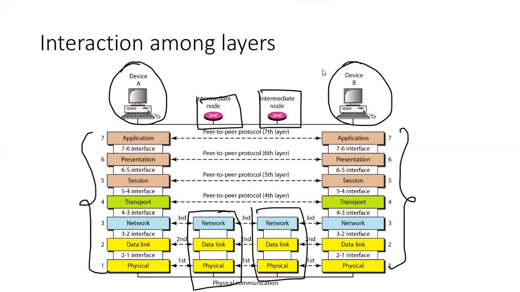Below here is the physical communication media. Device A is communicating with the intermediate node here, this intermediate node is communicating with the intermediate node out here, and this is communicating with device B. So it is the same OSI model, but depending upon the device, they may have all the layers or only some of the layers.